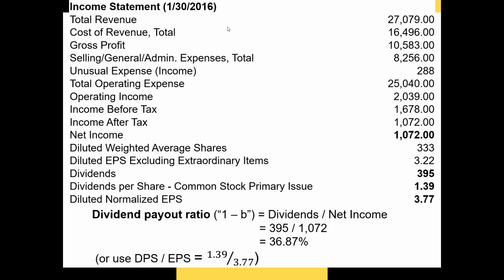All right, let's take a look at Macy's and we'll calculate their dividend payout ratio. So here's their income statement, and as you saw from the previous slide, the dividend payout ratio is just dividends paid out divided by net income. In this case, we know that Macy's paid out a grand total of $395, that would be in millions, and they earned net income of $1,072. Now the dividend payout ratio is just dividends divided by net income. In this case, 395 divided by 1,072, or 36.87%.